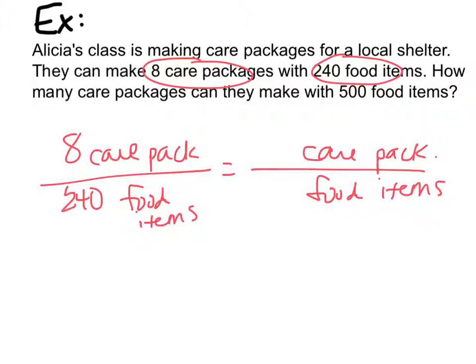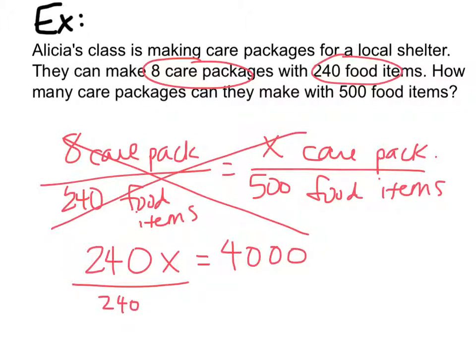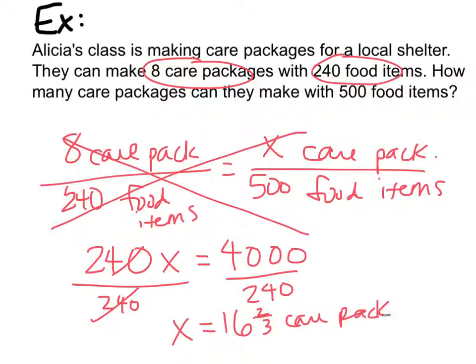So then I'm going to solve my proportion. I'm going to plug in what I know. I don't know how many care packages, and I have 500 food items. So I'm going to cross multiply. So I get 240x equals 4,000. And then I'm going to divide both sides by 240. And x is going to equal 16 2/3 care packages.